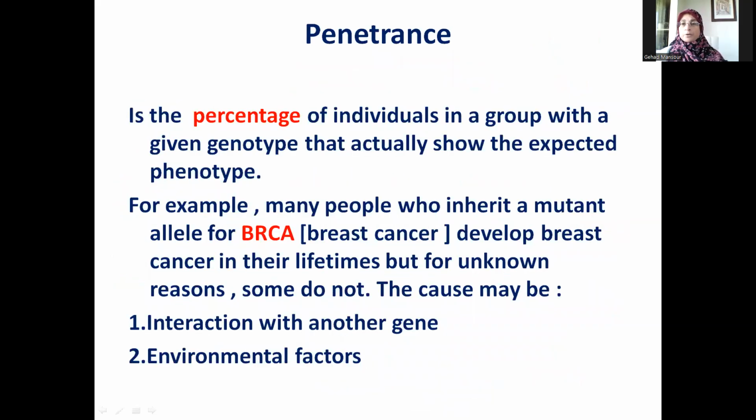Now we're going to talk about something very interesting, which is penetrance. Penetrance means that we might have 100 people, for example, who have the gene for breast cancer, but only 50% of them show the disease. So in such a case, we say that the penetrance is 50%. Why, if they all have the gene that predisposes them to the occurrence of breast cancer?